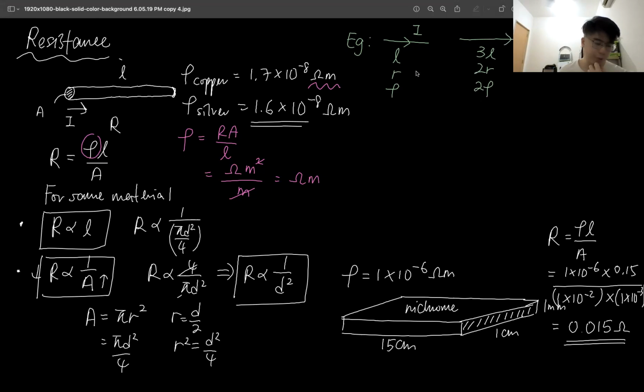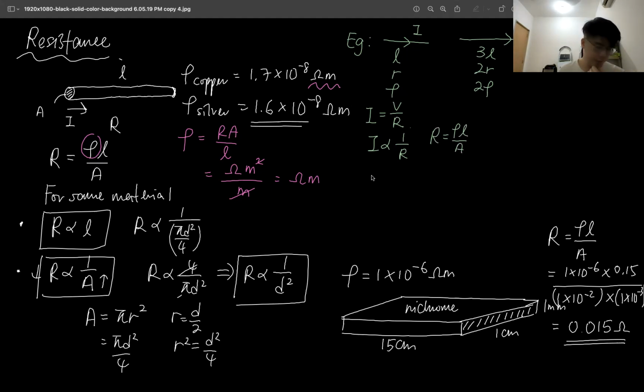Okay, again, it is an algebra question. So we start off with current equals V over R, because they are connected to the same potential difference, right? So we can drop the V, and I is proportional to 1 over R. But we want it in terms of all these parameters, the L, R, and resistivity. Then we expand this R, since we know R equals rho L over A.